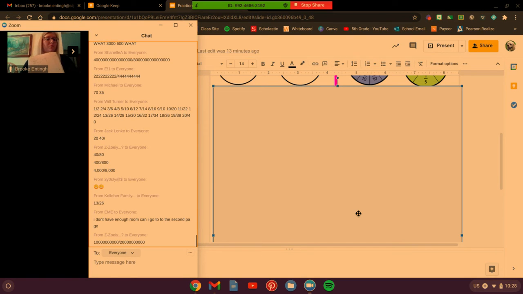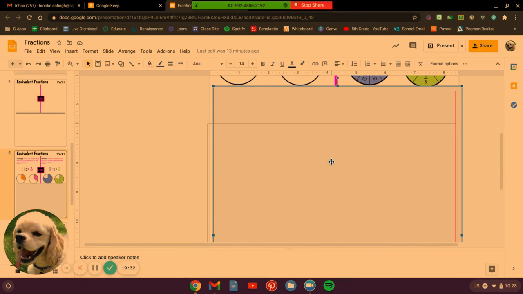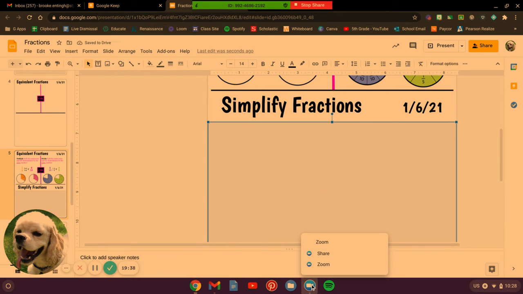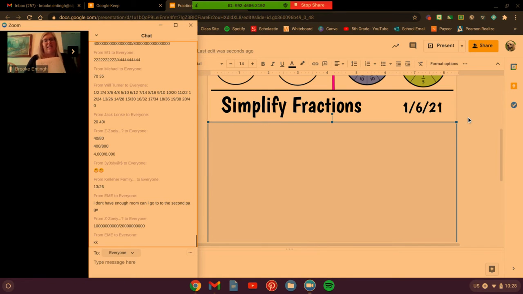Emmy, if you don't have room, go on to the back of your page or on to the next page. Okay, so we are now going to simplify fractions. So go ahead and label the bottom part of your page, simplify fractions. And I put today's date again. It's up to you if you want to.